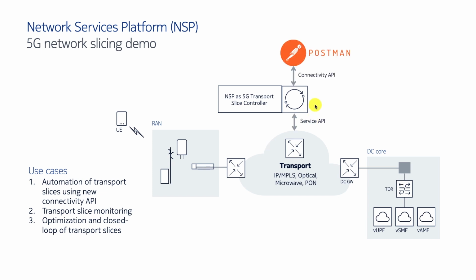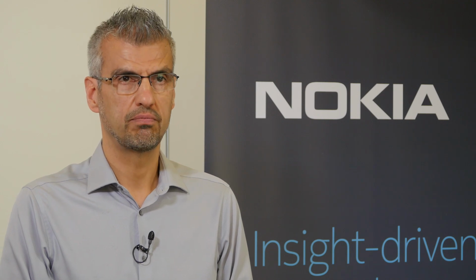During the demo, NSP receives various connectivity APIs from the northbound. During the demo, Postman is simulating those APIs. Transfer slice controller intelligently receives that message and creates services, tunnel, and LSPs, which is needed in the network. Let's get back to the demo.